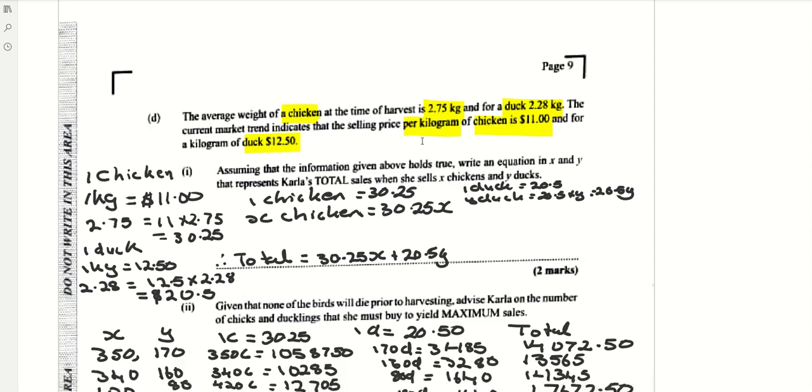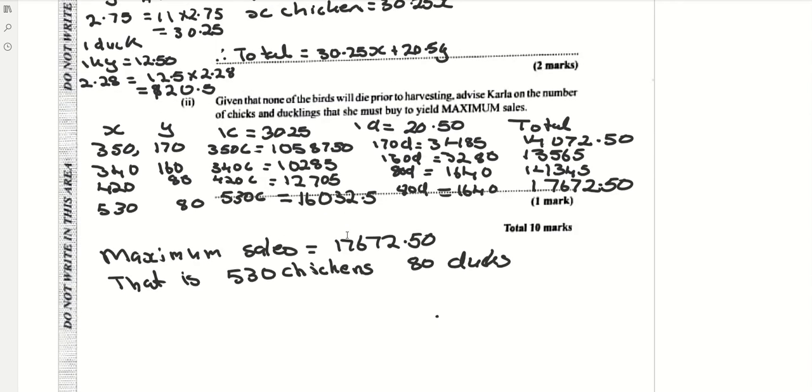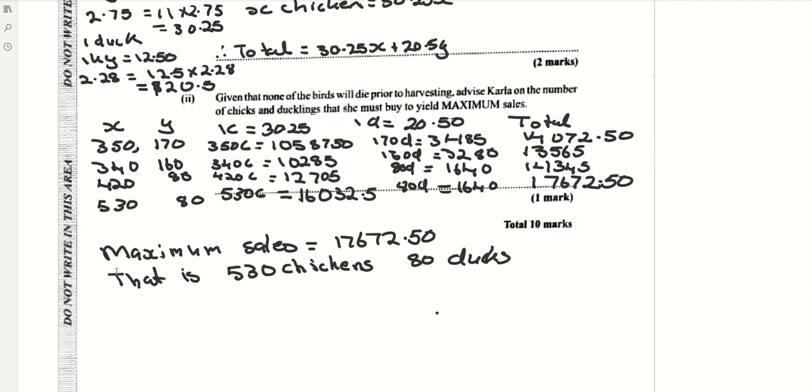Now they ask you, assuming the information given above holds true, write an equation in x and y that represents Carla's total sales when she sells x chickens and y ducks. What does total mean? You're adding up everything. We know one chicken is 30.25 and one duck is 20.50. So x chickens would be 30.25x and y ducks would be 20.5y. So your total would be adding up these two values, and that is how you would do this question.